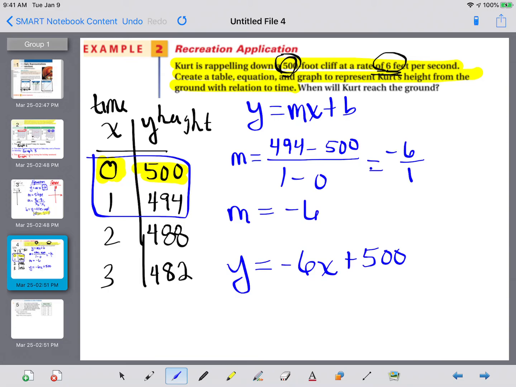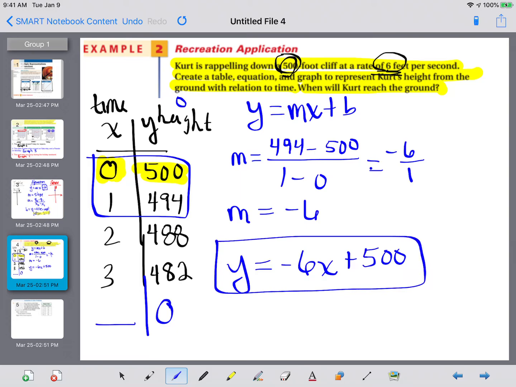Now we can make a graph, but I'm going to use my equation to help us answer the question before we make the graph. Because it says, when will Kurt reach the ground? He will reach the ground at a height of 0. So whenever we get a 0, we're looking for what time would that be. We have a lovely equation to help us. If we replace the y value with a 0, now we can solve this equation for x.